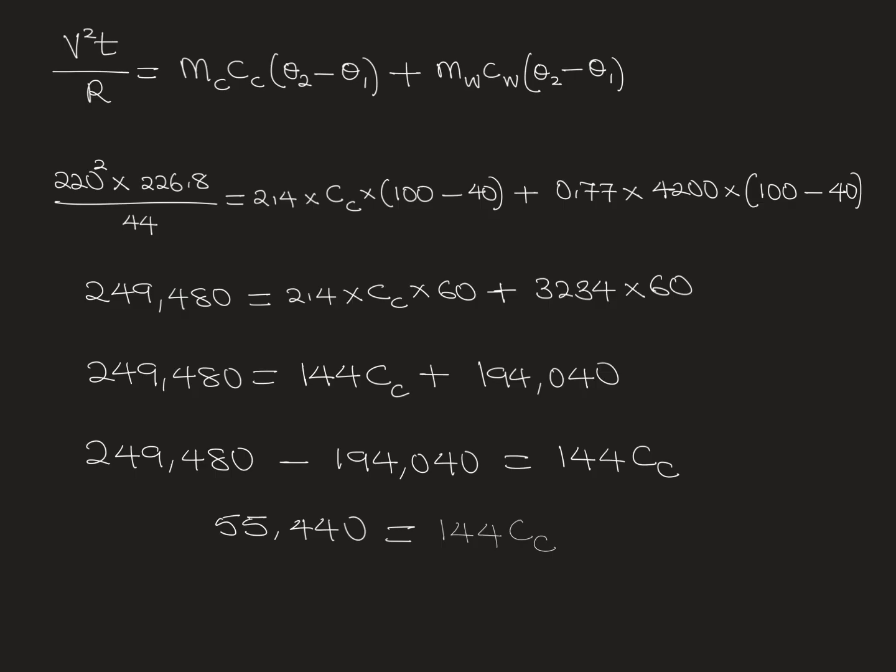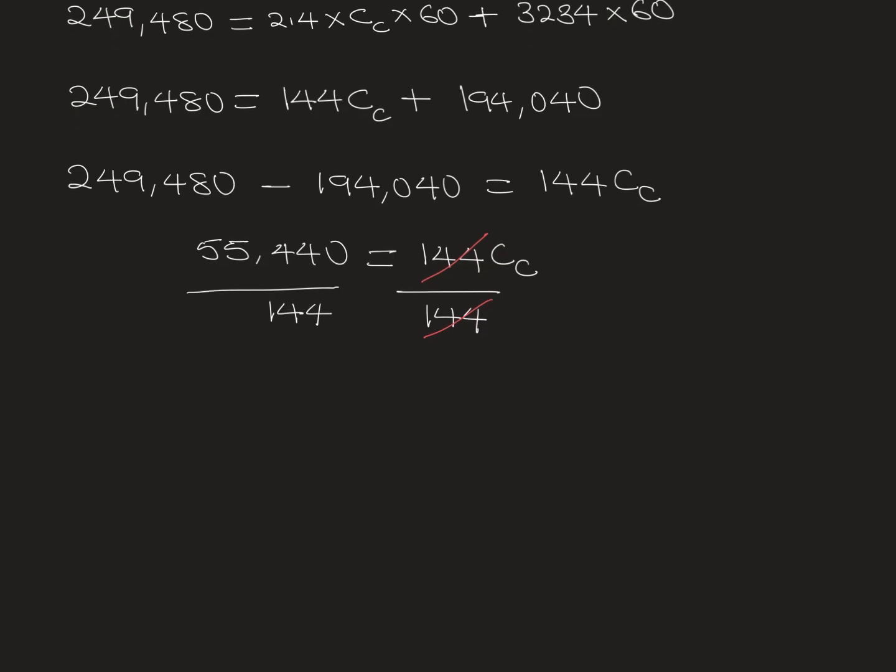To find the specific heat capacity of the copper calorimeter, we divide both sides by 144. So this will cancel this. 55,440 divided by 144 is 385. This is equal to cc. So therefore, the specific heat capacity of the copper calorimeter is 385 joules per kilogram per Kelvin.